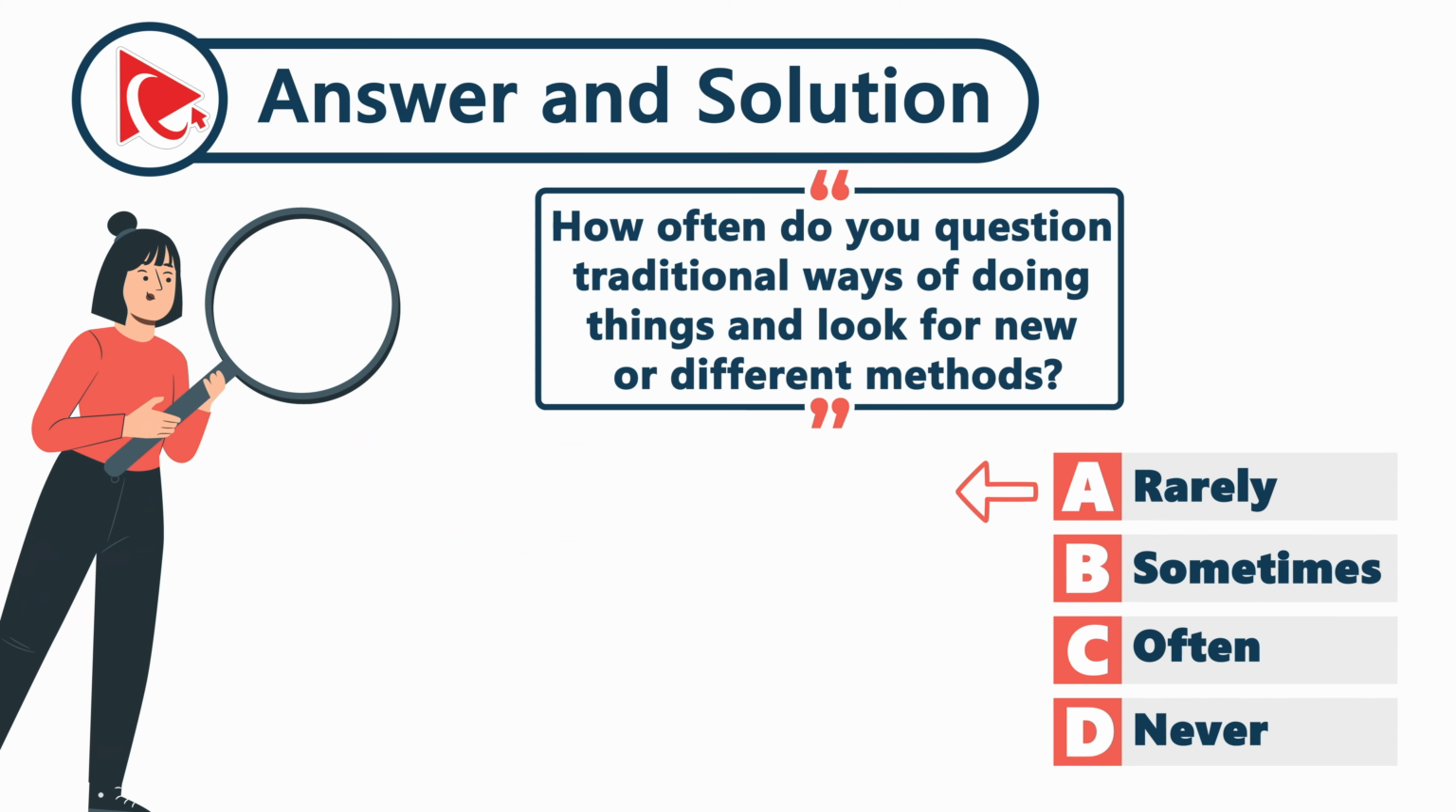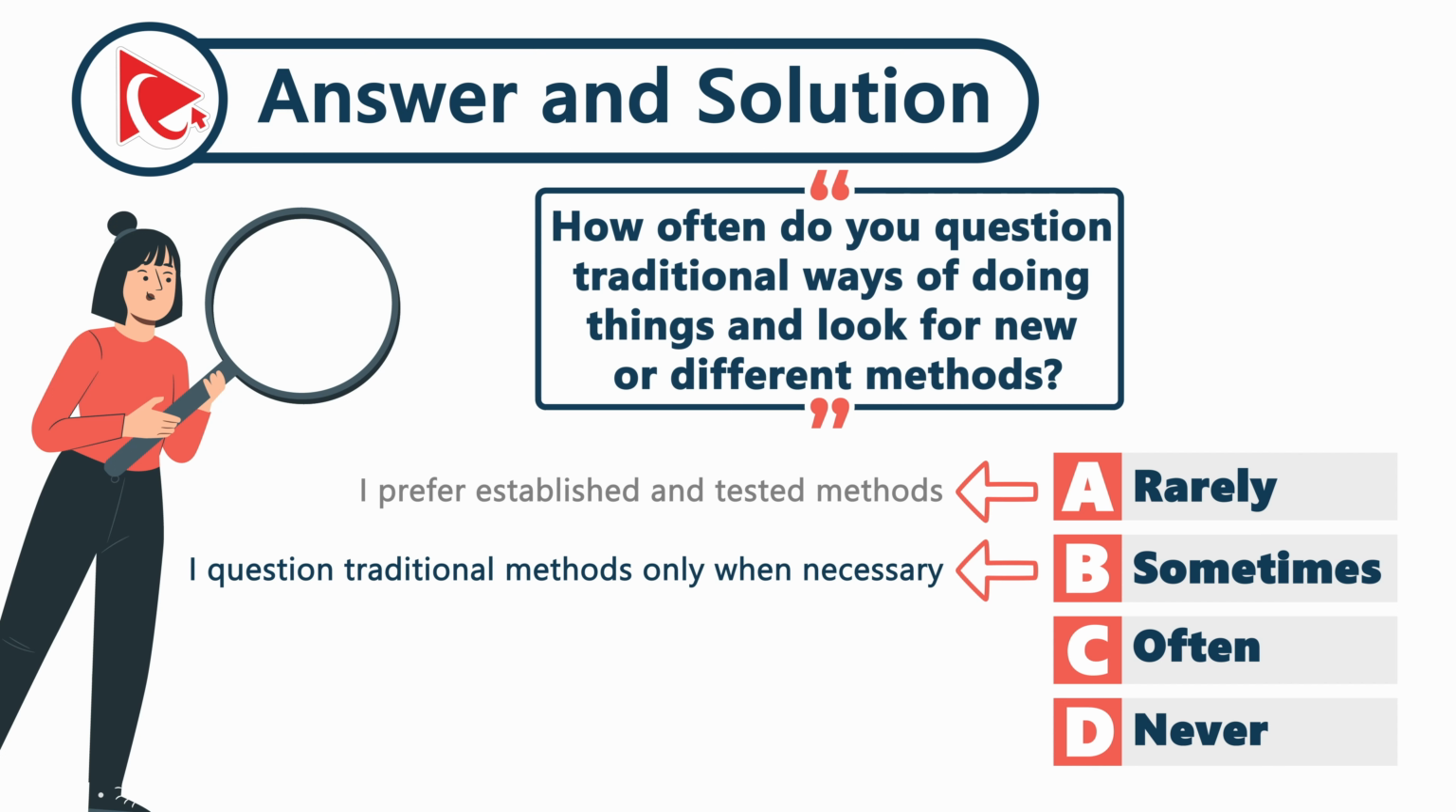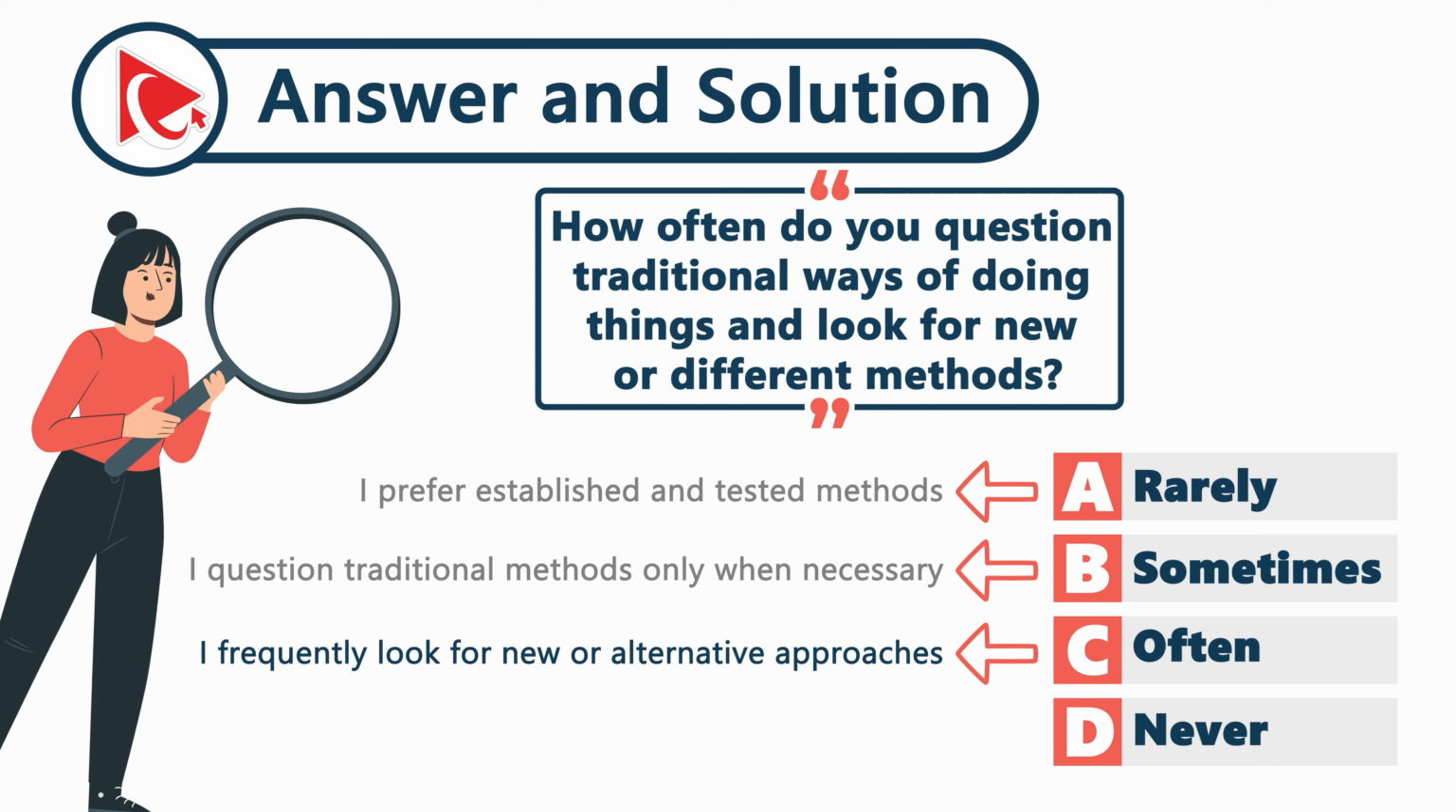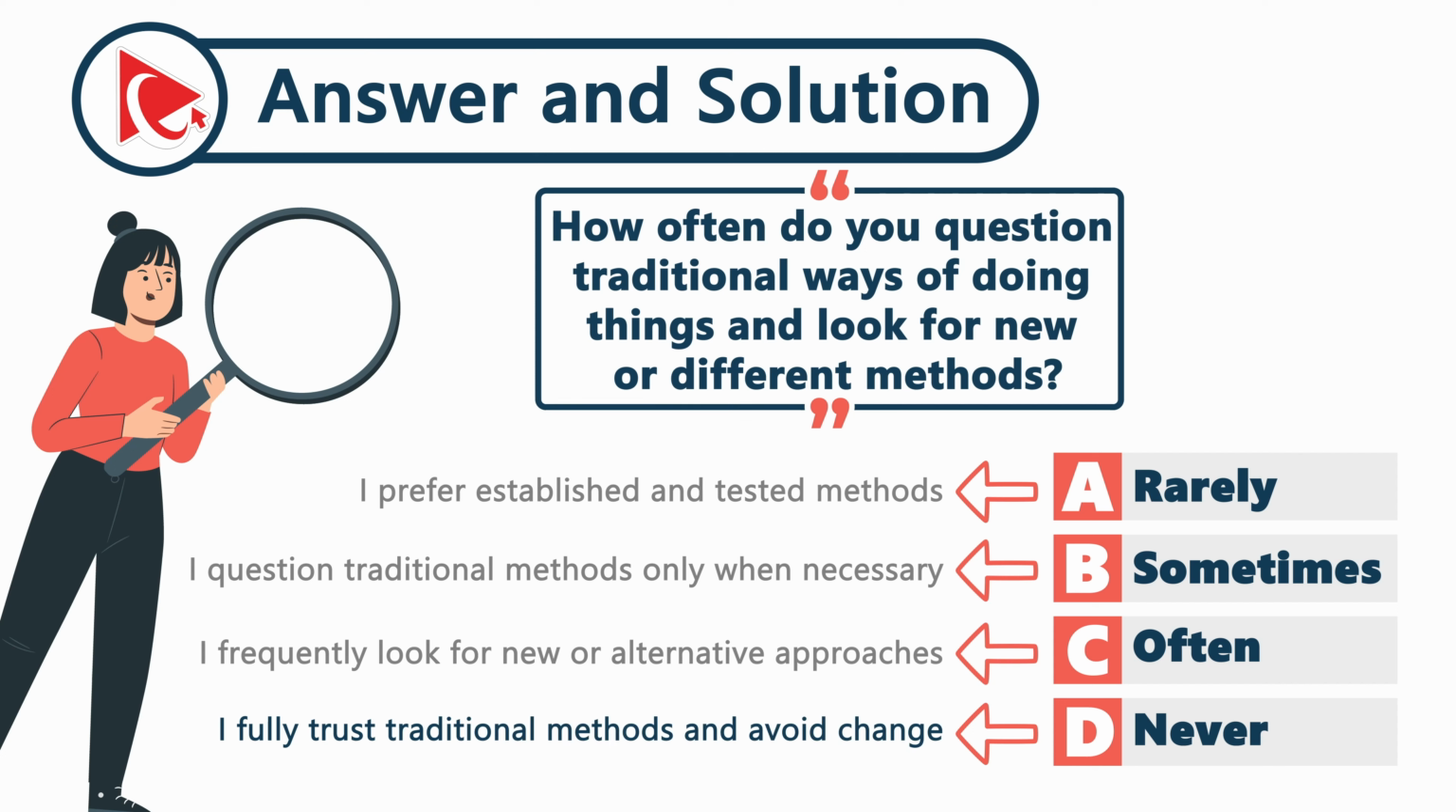Choice A, rarely, actually means I prefer established and tested methods. Choice B, sometimes, means that I question traditional methods only when necessary. Choice C, often, means that I frequently look for new or alternative approaches. And choice D, never, means that I fully trust traditional methods and avoid change.